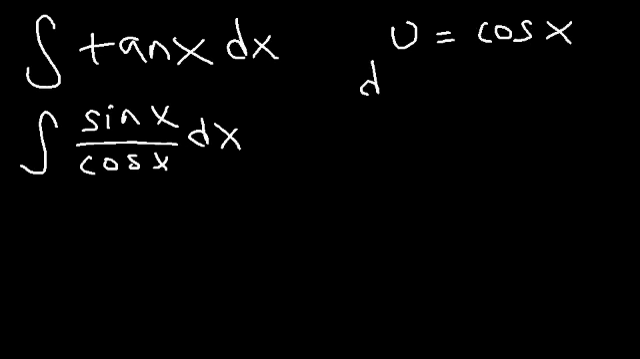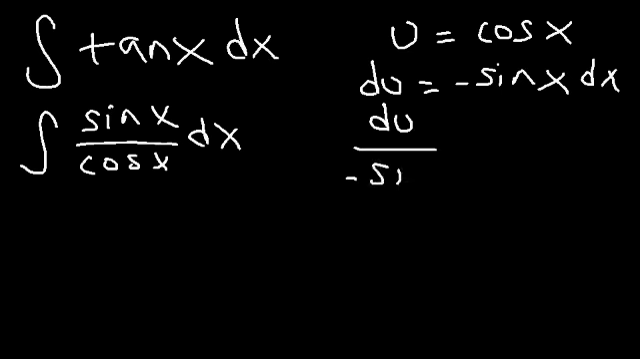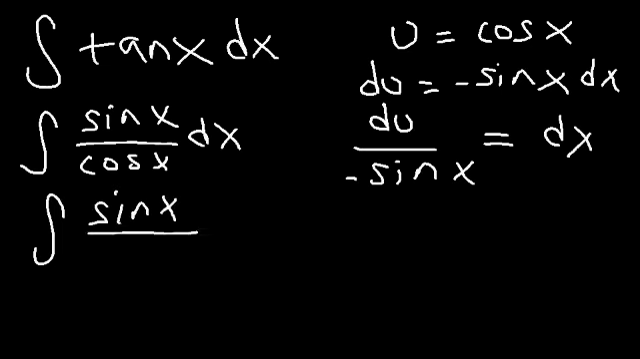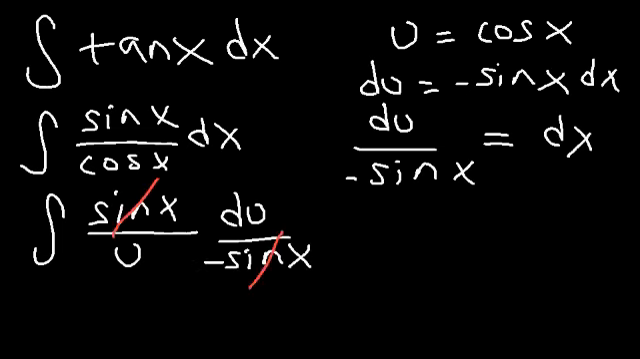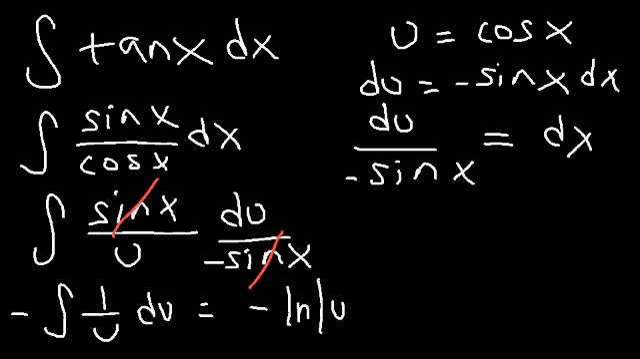If we do that, the derivative of cosine is going to be negative sine. And if we solve for dx, it's going to be du divided by negative sine. Notice that the sine variable will cancel. So let's replace cosine with the u variable, and let's replace dx with du divided by negative sine. So the expression that we now have is the antiderivative of negative 1 over u. If you recall, the antiderivative of 1 over x is ln x. So for 1 over u, it's ln of u.